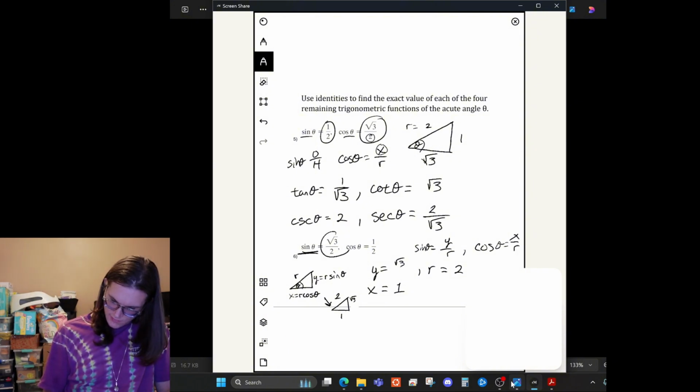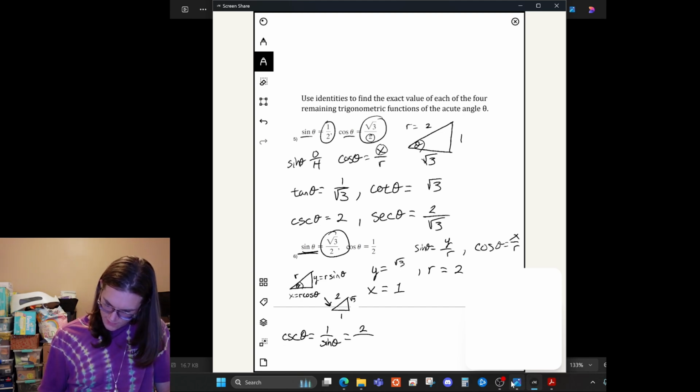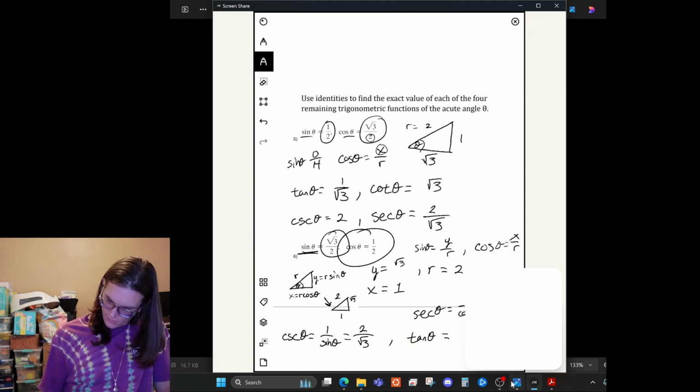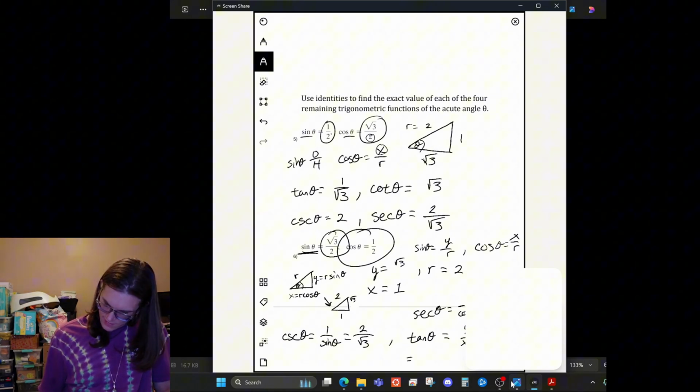So we'll do the easy ones again. Cosecant, it's 1 over sine theta, so the flip of that. Secant, it's 1 over cosine, so 2. Tangent is y over x or sine over cosine, however you want to look at it. That answer will be sine over cosine. What's my sine? Sine is root 3 over 2. Okay. My cosine is 1 over 2.